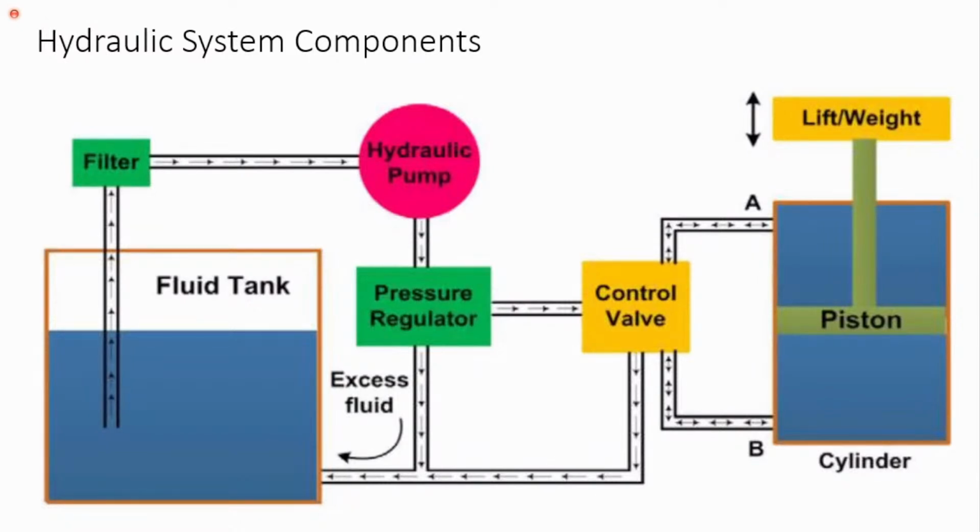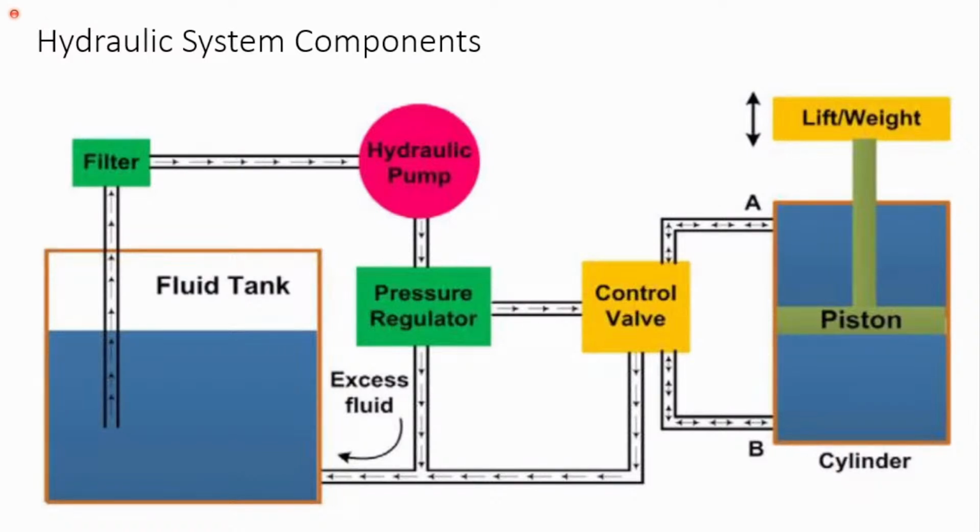Then it goes towards a control valve. There are different types of control valves. Basically, direction control valves will always give the direction in which the fluid has to flow. Flow control valves will always control the amount of discharge. How much discharge should be sent?